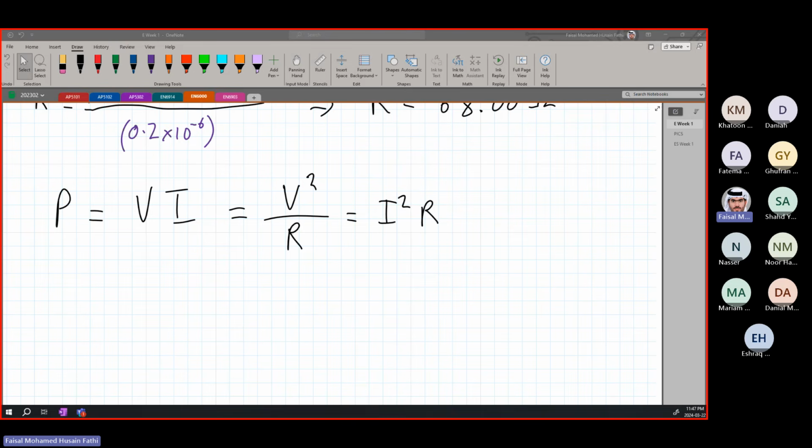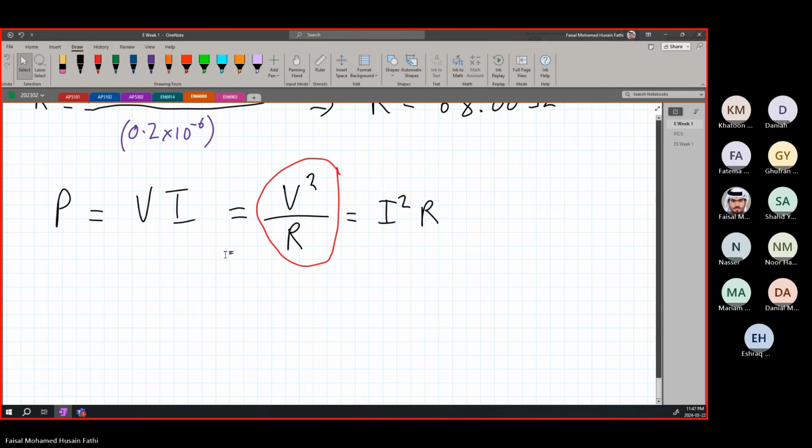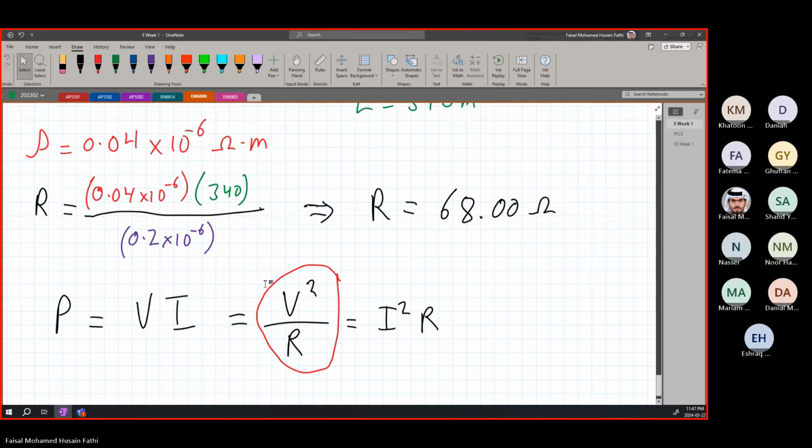Because this is just a rule. We will discuss more about this in the upcoming sessions, inshallah. But for now, just know that this formula exists and it's also on the formula sheet, so nothing to worry about. No memorization required for now. All you need to know is this part of the equation for now, which is V squared over R.